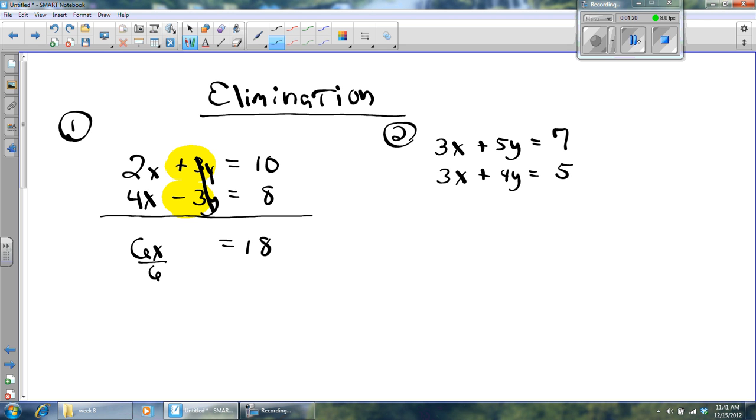Hold on, I've got to go turn some fish over. Okay, the fish is turned over, and so I can get back to my math.